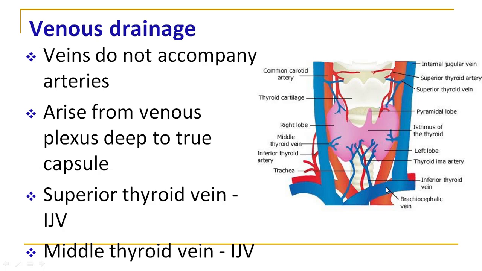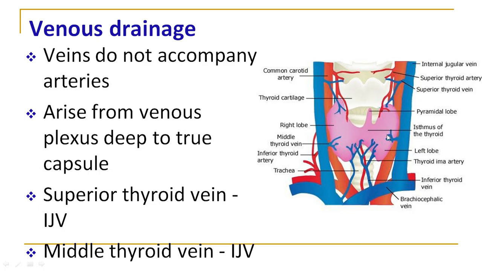What is this brachiocephalic? Brachio means arm. The vein of the arm is subclavian vein. Cephalic means head. The draining vein of the head, that is the brain, is internal jugular vein. Internal jugular vein joins with subclavian vein to form brachiocephalic vein. The inferior thyroid vein ends up in brachiocephalic veins. They are very far away from the inferior thyroid artery.